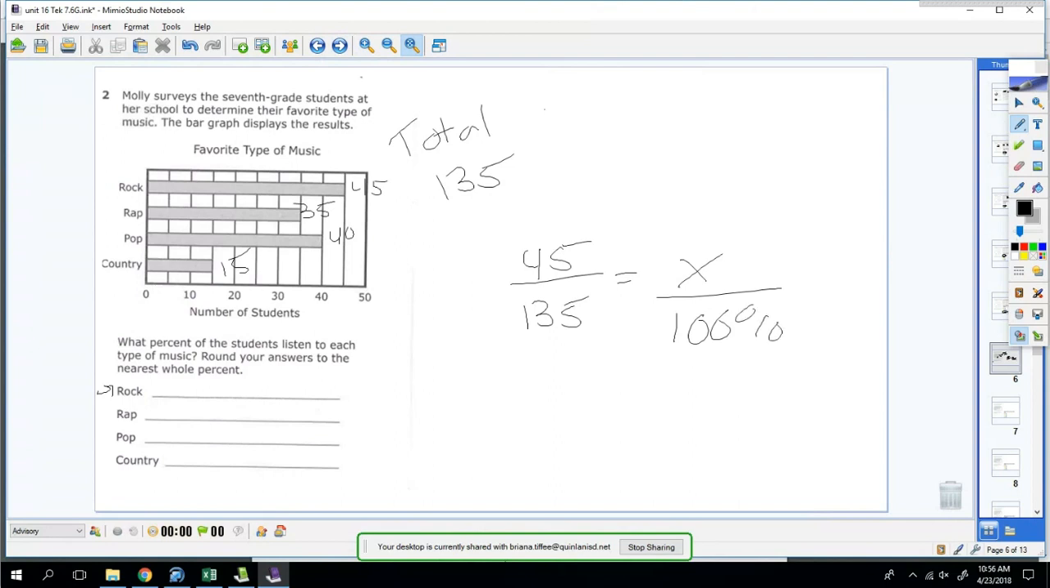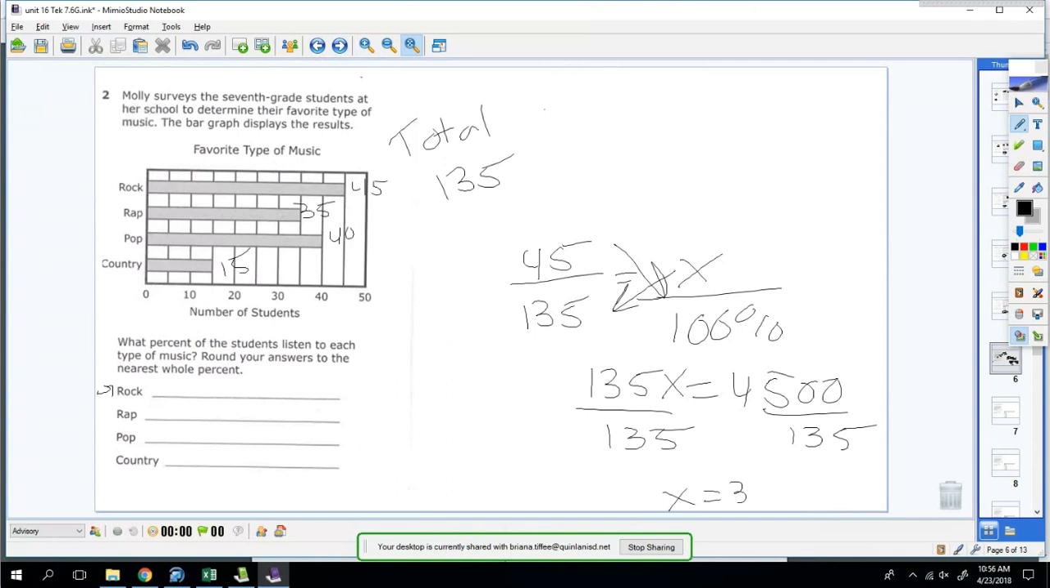The reason why 100% is on the bottom is because that's where the total goes. So now all you have to do is cross multiply. You're going to do X times 135, which is just 135X, and then 45 times 100, which is 4,500. Now you divide by 135 to both sides, and you get X is equal to 33.33 repeating percent. So we're just going to say 33%.